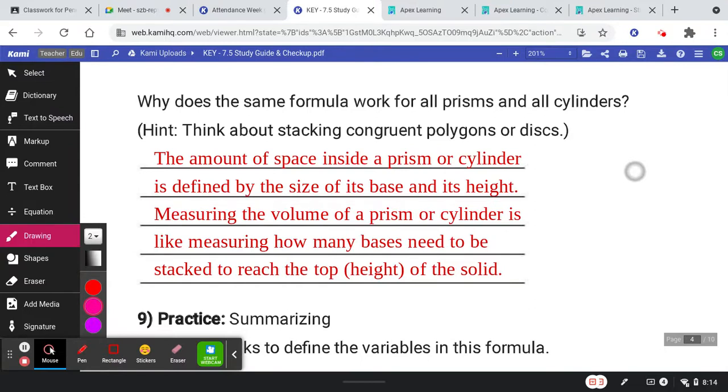So the amount of space inside a prism is defined by the size of its base and its height. Measuring the volume is like measuring how many bases you need to stack on top of each other to get there. Let's take a minute. That one's pretty long to write out. The amount of space inside the prism is defined by its size. And so it's measuring how many bases we would need to stack to reach the top. One of your quizzes talked about horizontal cross sections. Picture slicing that cylinder and how many of those slices you would need.